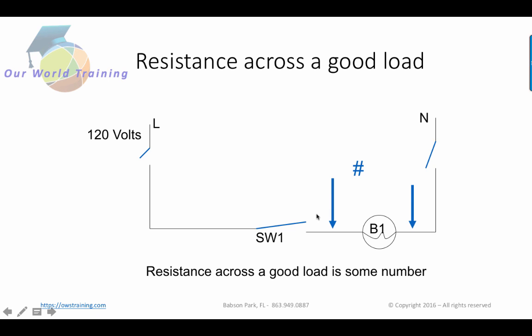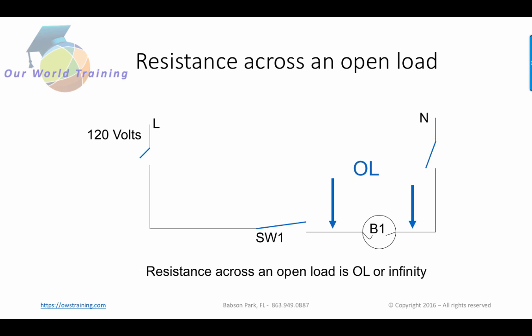Resistance across a good load is some number. I can't tell you 0, 40, whatever. It's going to be some number. Resistance across a bad load or an open load is going to be infinite. Again, an open load or bad load or something with a broken wire internally is going to act like an open switch.